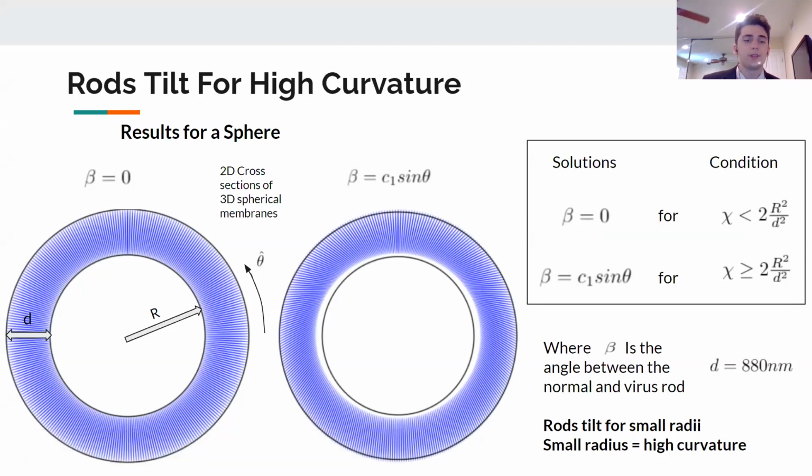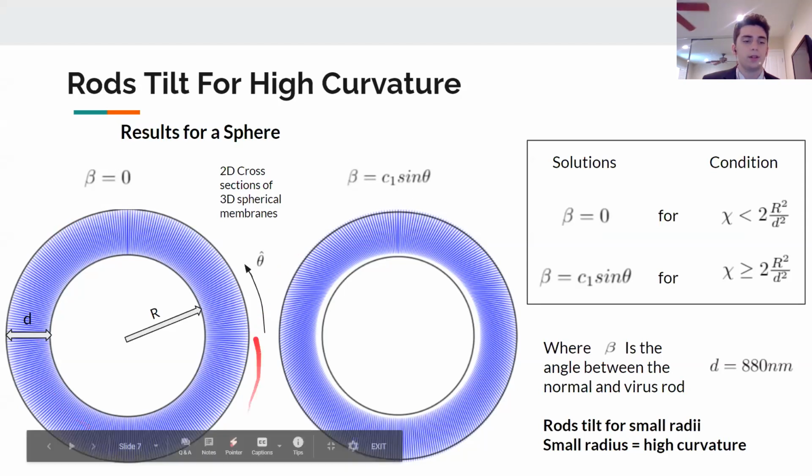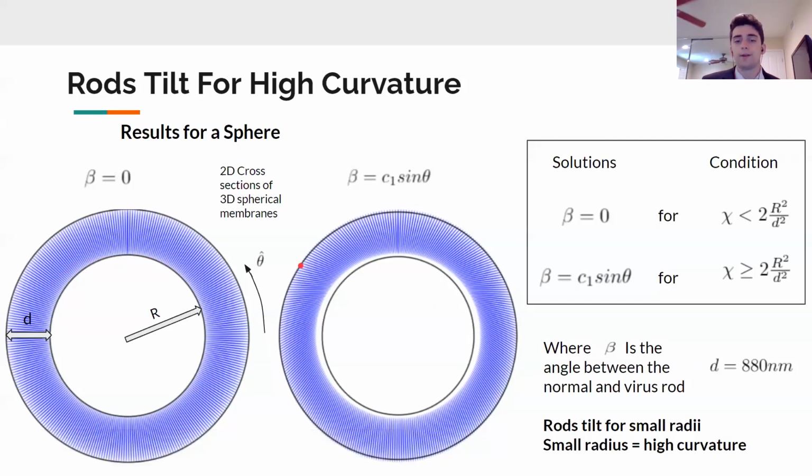We get 2 results. And these images that you see here are the 2D cross sections of 3D spherical membranes. These blue little dashes are the viral rods. And so we obtain two solutions. We get beta equals 0, and beta is proportional to sine theta, where theta is the longitudinal angle that goes around the circle like this. And beta is the angle between the normal and the virus rod.